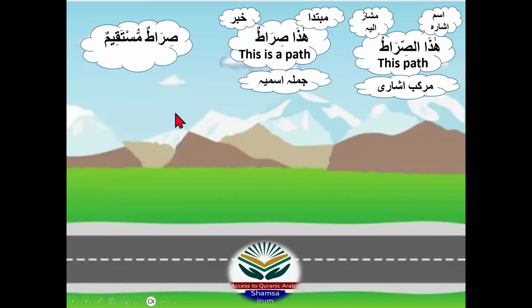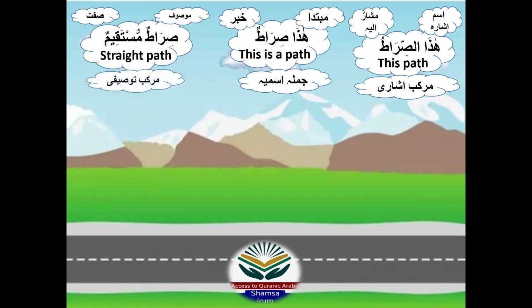Okay, this cloud is siratun mustaqimun. I'm not joining it like a tajweed rule. I'm not following it because I want to explain to you that siratun is nakira and mustaqimun is nakira. So they are the same in all four qualities. Siratun is mawsuf and mustaqimun is sifa. It is also an incomplete phrase, which is Markab Tawsifi, straight path.